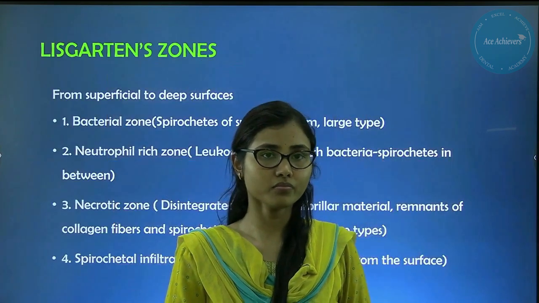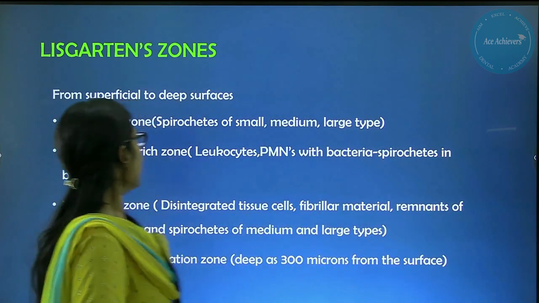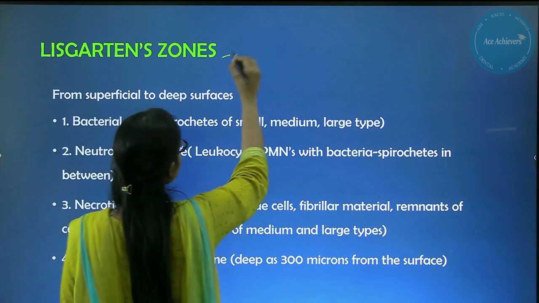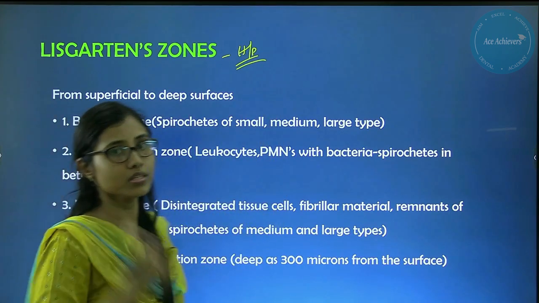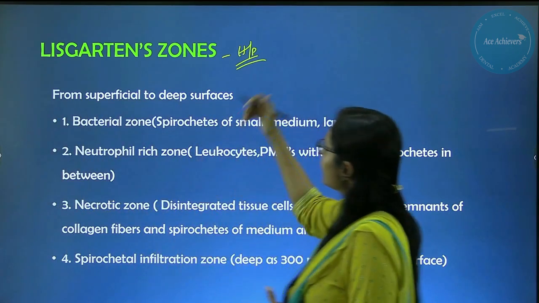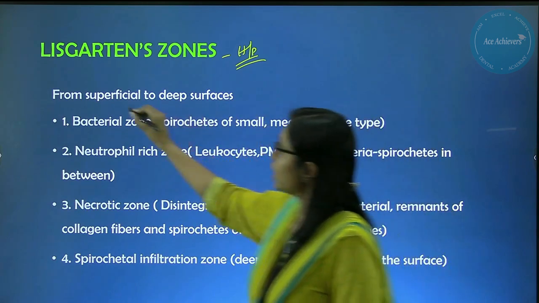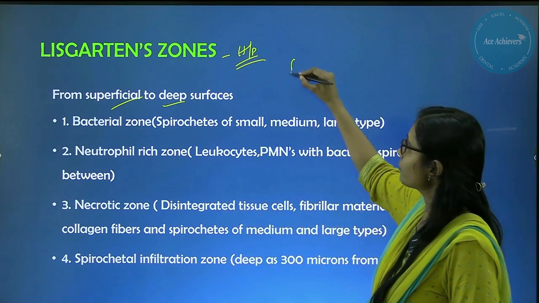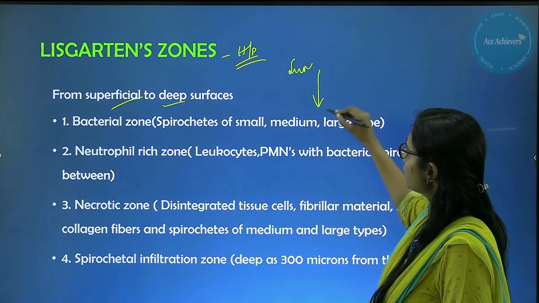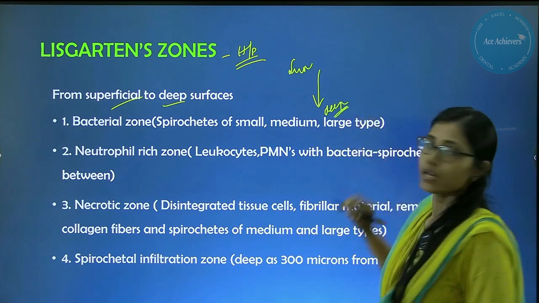Okay, now there are some zones. There are some histopathological zones which have been given by Listgarten. Okay, so this is very important. He has described these zones from the superficial to the deepest areas. So he has started from superficial and gone on to identify the deeper zones.